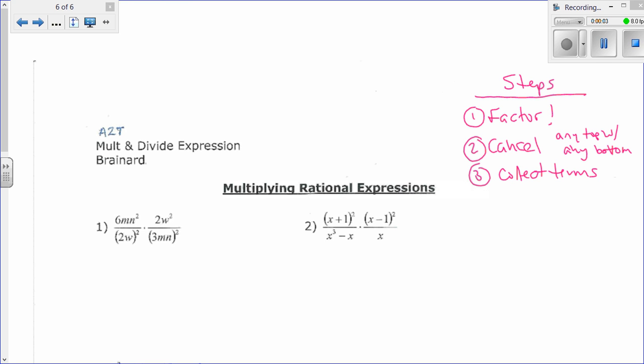Hi and welcome to Rational Expressions Day 7. Today we're going to be multiplying and dividing rational expressions. And in order to do this, we have a few steps that we must follow.